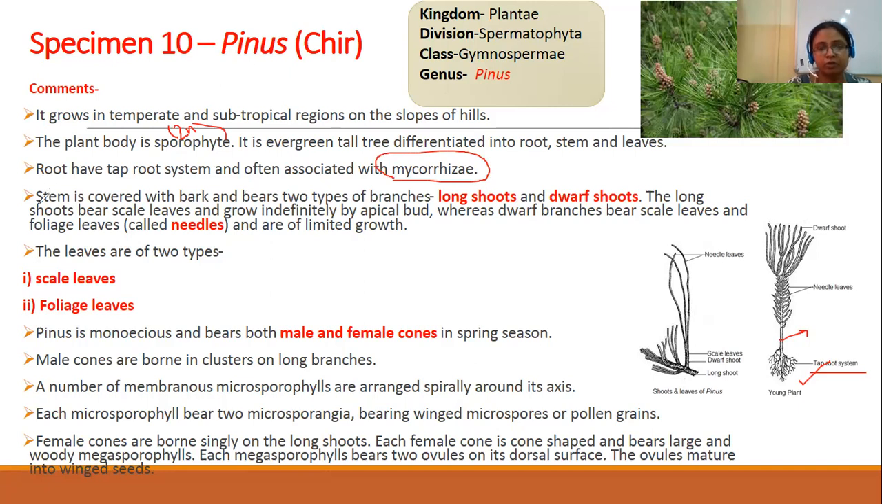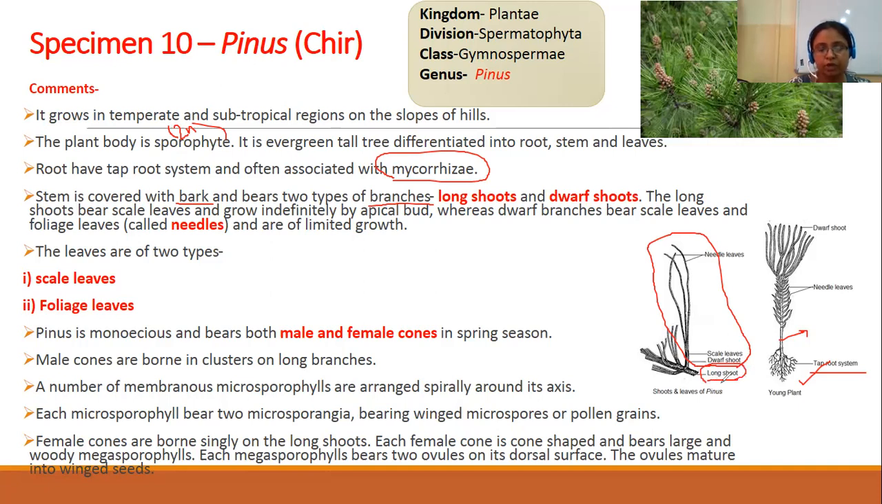Fine. Now the stem is well developed, it is true, and it is covered with bark, and it bears two types of branches: long shoots as well as dwarf shoots. Dwarf shoots means their growth is limited, that's why they are called dwarf shoots. They generally have needle-like leaves on them and have limited growth. Another is the long shoot.